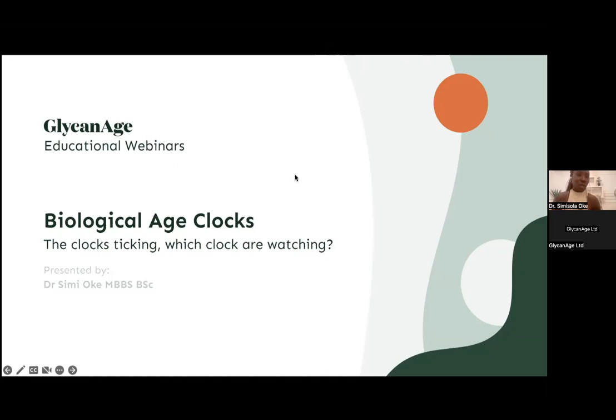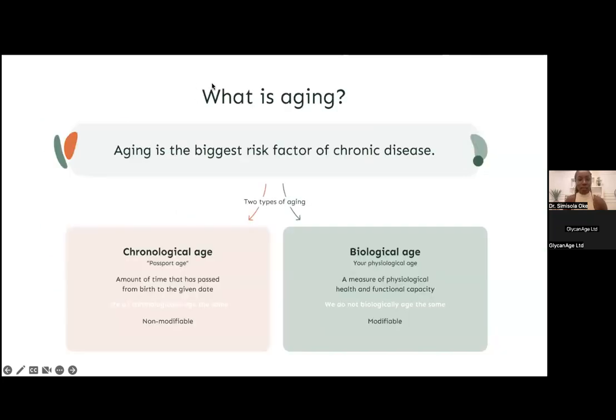So biological age clocks, let's talk about what they are and why they're so important. I think the first thing we need to discuss is what is aging. It seems like a very simple question, but it's actually a very difficult question to answer, because aging is multifaceted. There are lots of different ways that one can age. But one thing is very clear: aging is the biggest risk factor of chronic disease. And that is one of the reasons why it is such an area of interest.